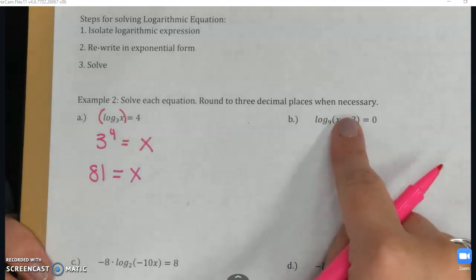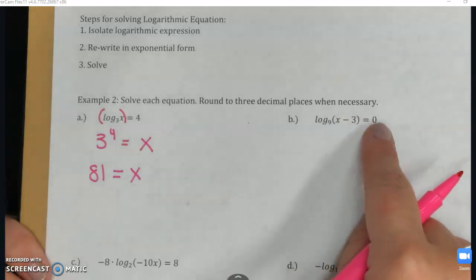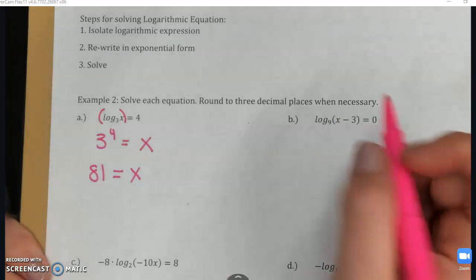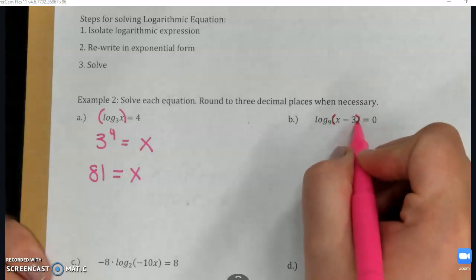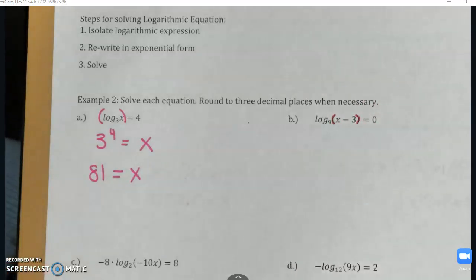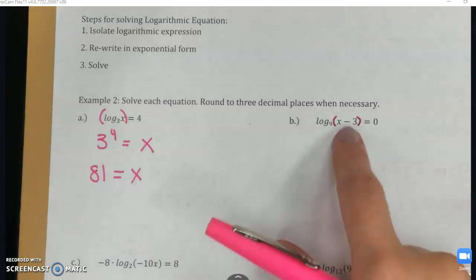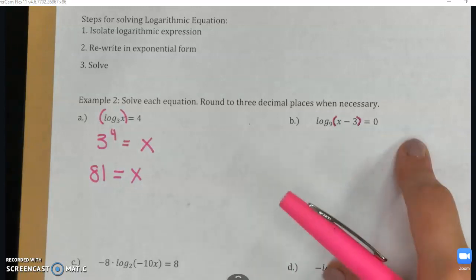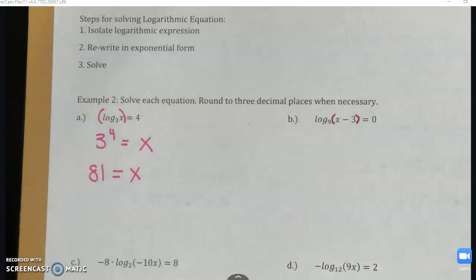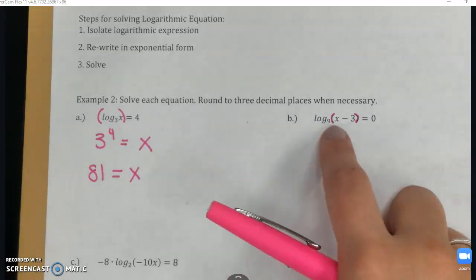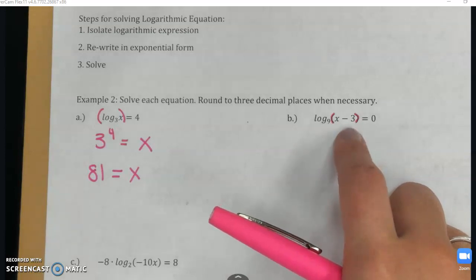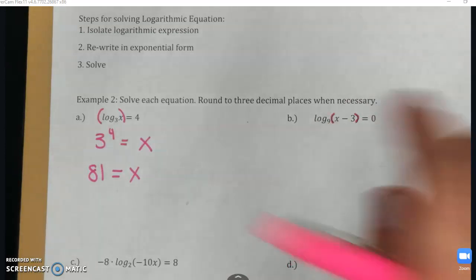Let's go to B. Log base 9 of x minus 3 equals 0. Now, because the x minus 3 is in parentheses here, that means it's part of the log expression. So the log is actually isolated. Now, if this minus 3 had been outside of the parentheses, then that would indicate to me that I had to isolate it. And we'll see some examples like that later on. But because it's in parentheses, anytime you see it in parentheses, it's part of the log expression.